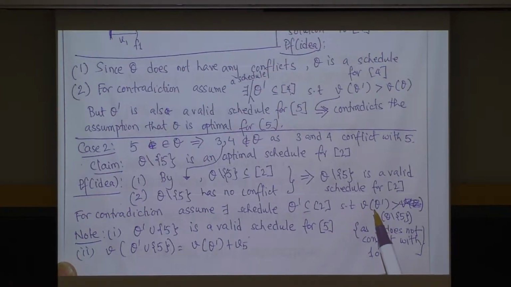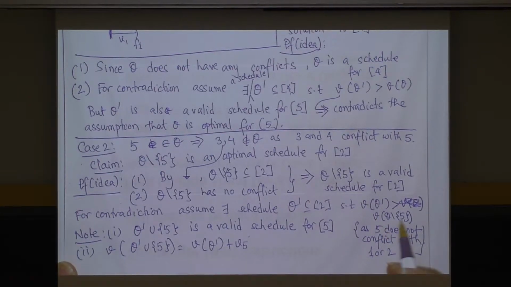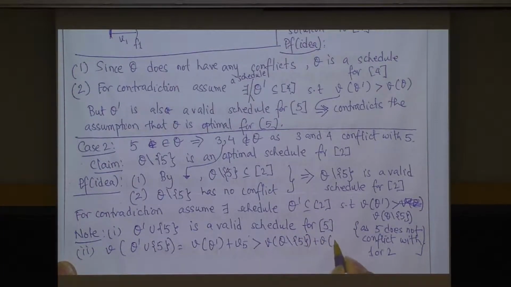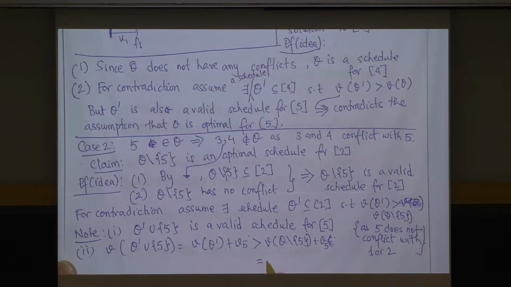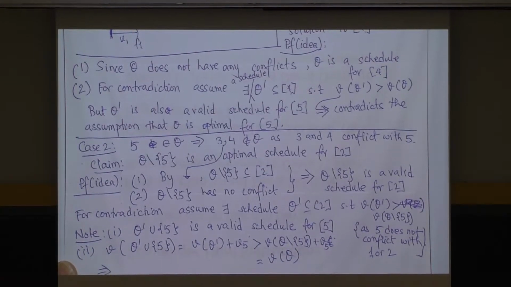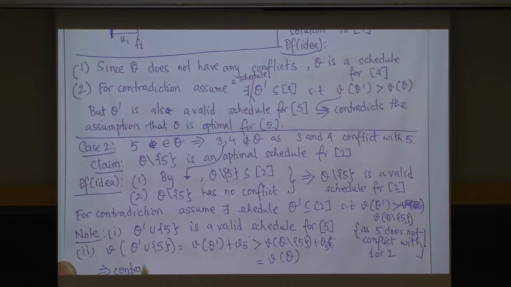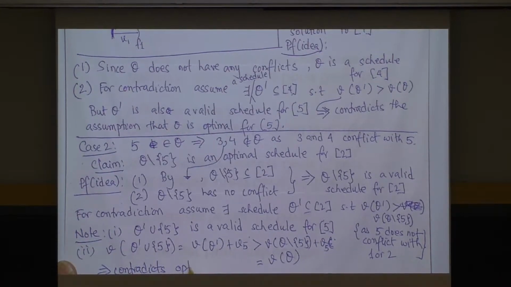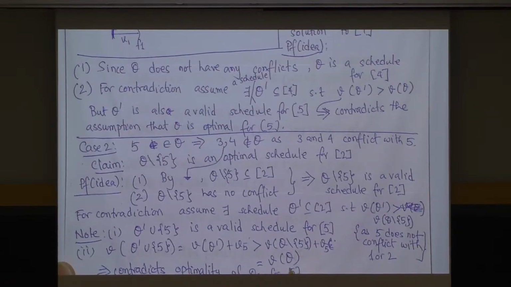We know that the value of O prime is strictly more than the value of O minus 5. So this is strictly more than the value of O minus 5 plus the value of 5. This is the same as the value of O. And so this contradicts the optimality of O for the entire input. So it contradicts optimality of O for everything.